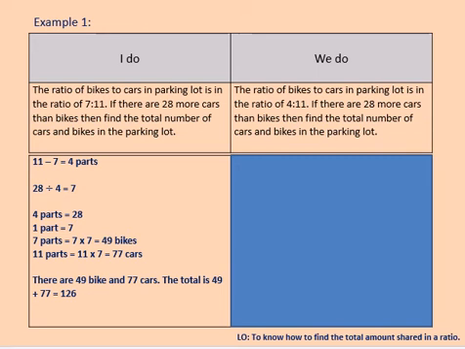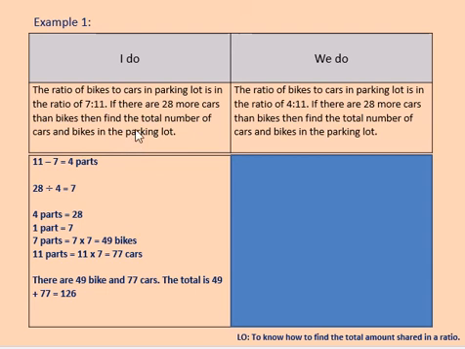Okay, so for the first I do and we do, looking towards the first I do, I'm going to go through this. It says the ratio of bikes to cars in a parking lot is in the ratio 7 to 11. So 7 parts bikes, 11 parts cars. If there are 28 more cars than bikes, find the total number of cars and bikes in the parking lot.